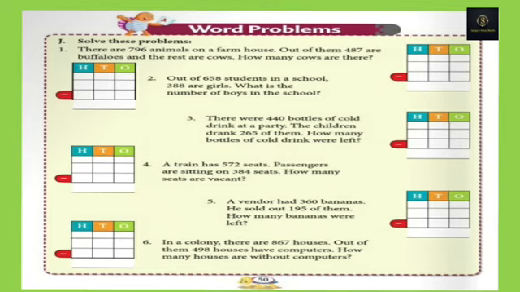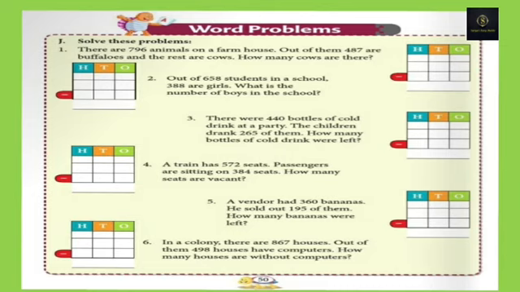Now, let us read the third word problem. There were 440 bottles of cold drink at a party. The children drank 265 of them. How many bottles of cold drink were left? So children, here the word left implies subtraction. So this word problem is of subtraction.